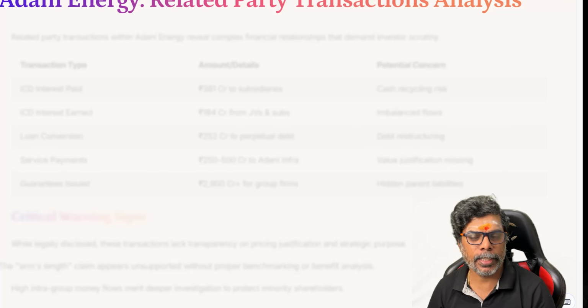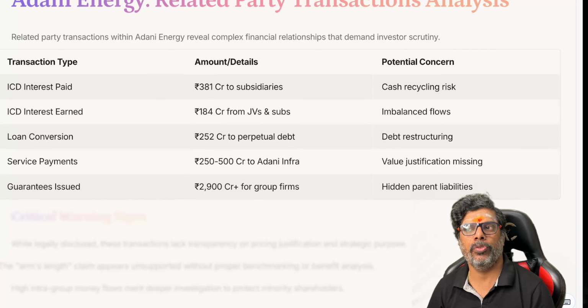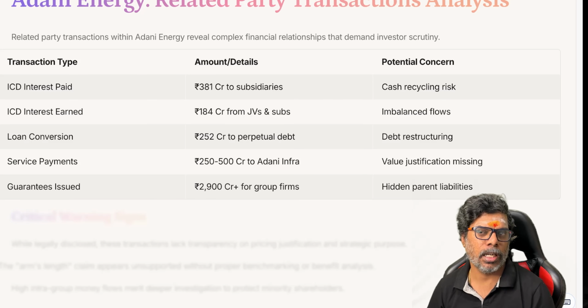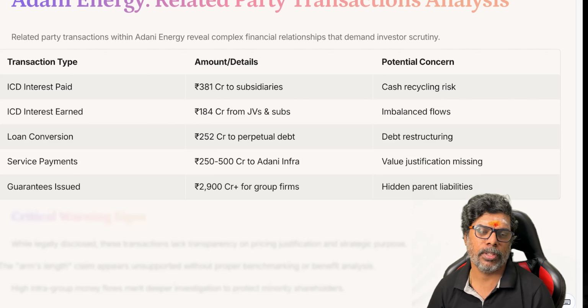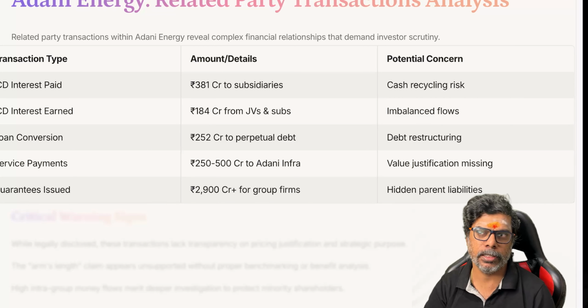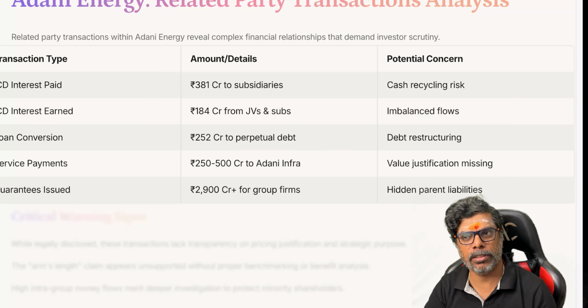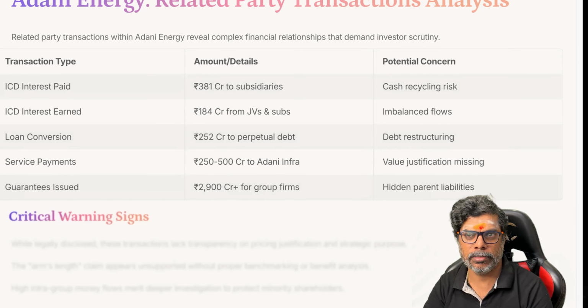The second one is Adani Energy. If you go and check Adani Energy's transaction details, okay, you'll find a lot of issues. Not only Adani Energy, also Adani Power, all those things, right? You'll find a lot of issues. You'll be confused about what is happening. If you see the interest paid, they'll say that I paid this much to a subsidiary. That is again a recycling issue within the subsidiaries, and they're saying this many crore from joint ventures and subsidiaries. Confusion over there. Okay, you'll find a lot of confusion in Adani Energy.